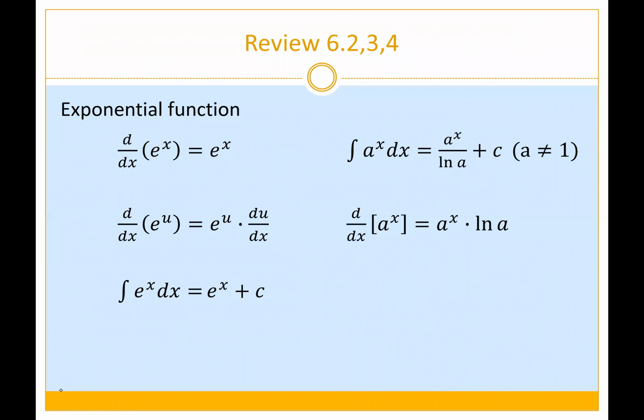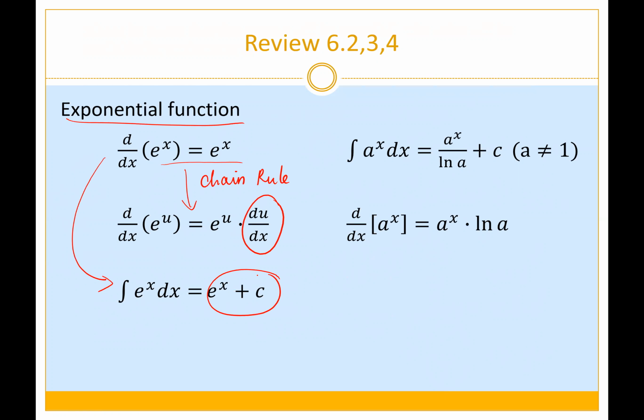Then we have the exponential function. For the exponential function, the derivative of e to the x with respect to x is e to the x. And the same thing when we use the chain rule, we have this additional term of du over dx. It gives us the integral of e to the x dx is itself plus c. This is one of the simplest forms of integral, so it's really easy to remember. I would highly recommend remembering this.